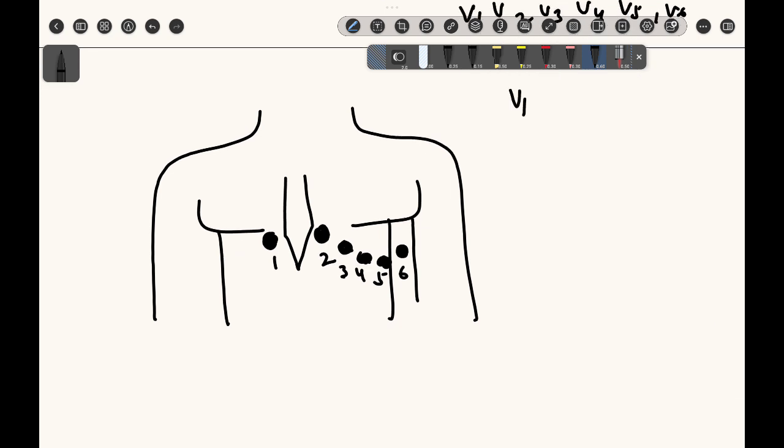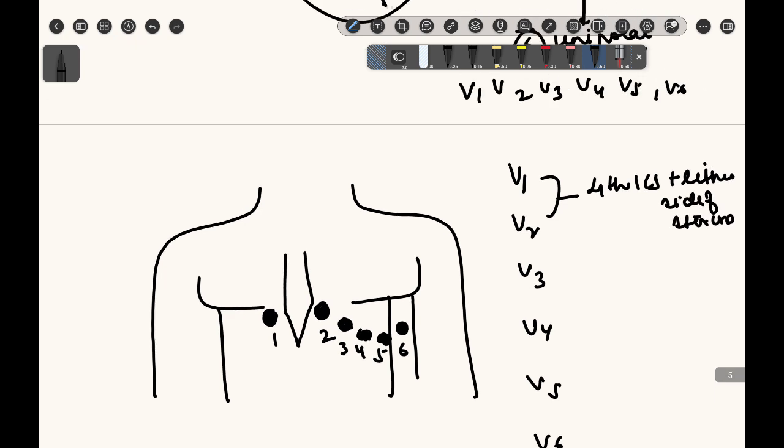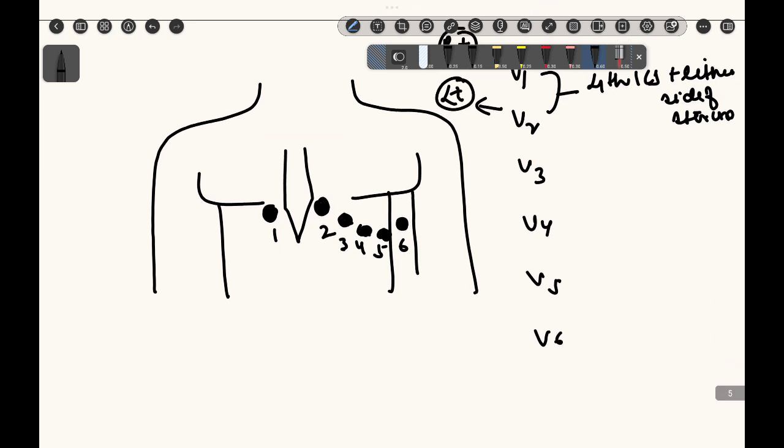So put them together: V1, V3, V4, V5 and V6. Here, remembering V1 and V2 is very simple. They have a common plane, that is the fourth intercostal space. They lie on either side of the sternum also. But the only issue is that V1 is on the right side of the sternum and V2 is on the left side of the sternum. So it is easily remembered.